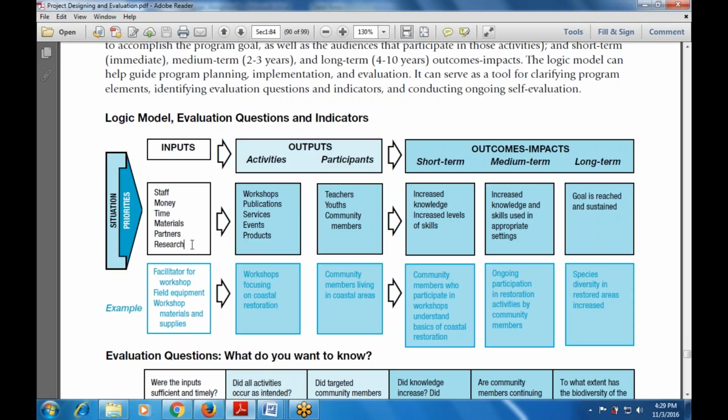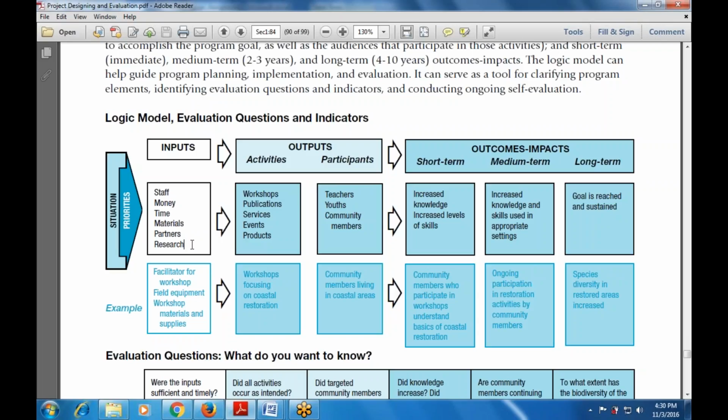Then what is the output? That is, what are the various activities included in the output. That includes workshops focusing on coastal restoration. Then what are the various participants? One is a community member that is living in the coastal area. Whosoever the participant is, they live in the coastal area.